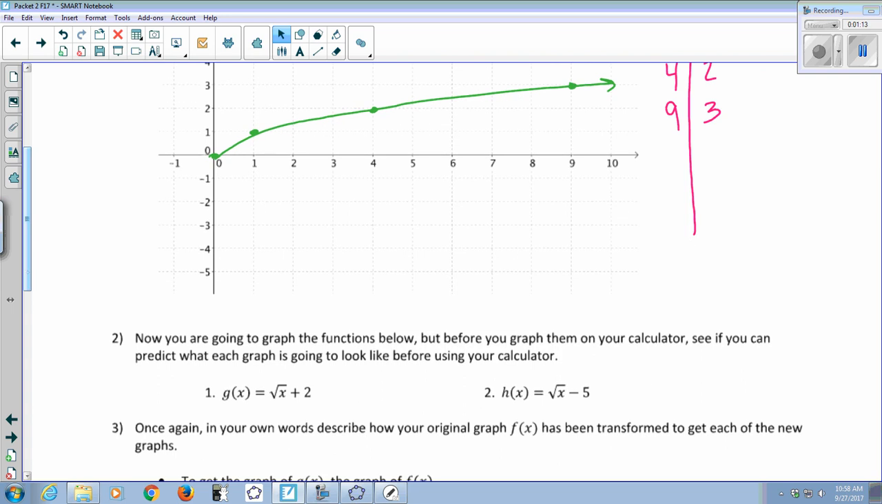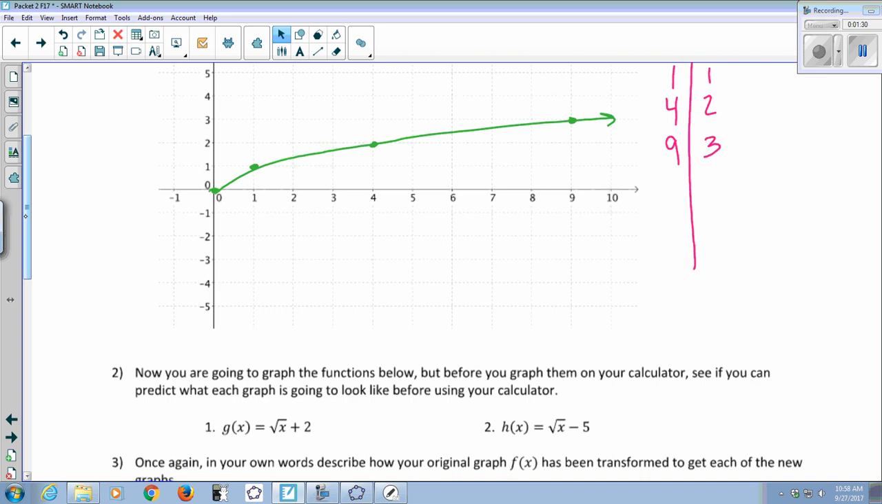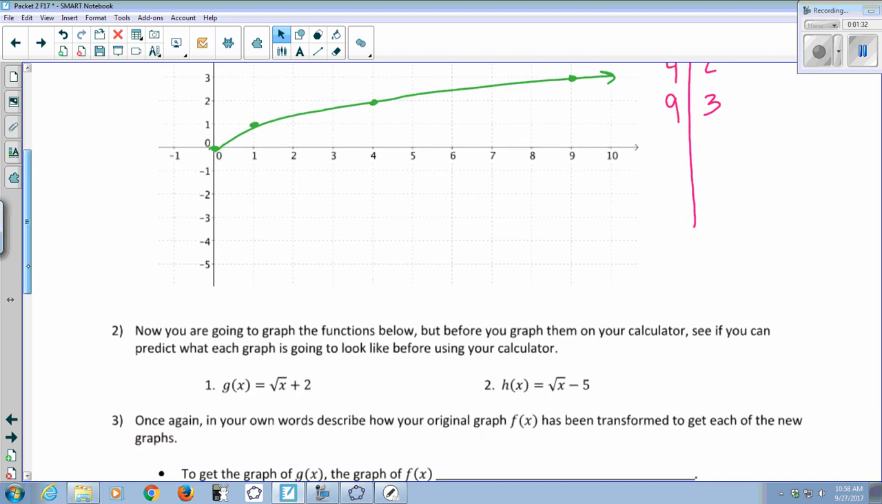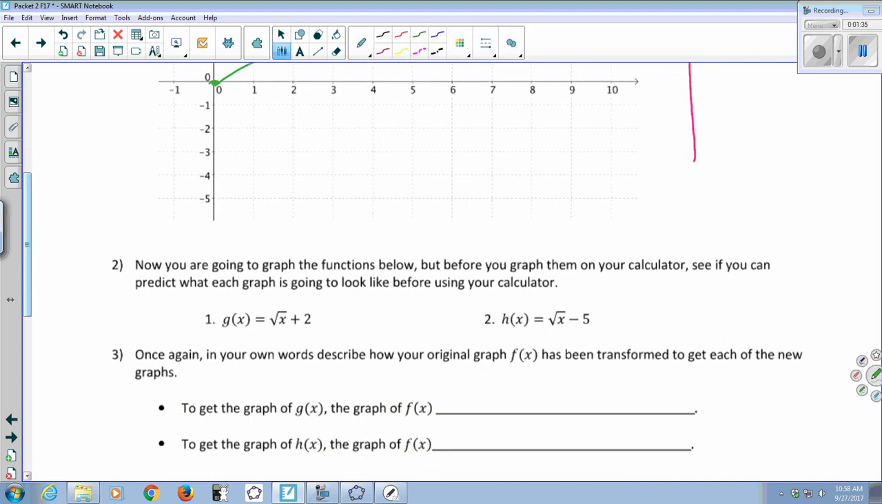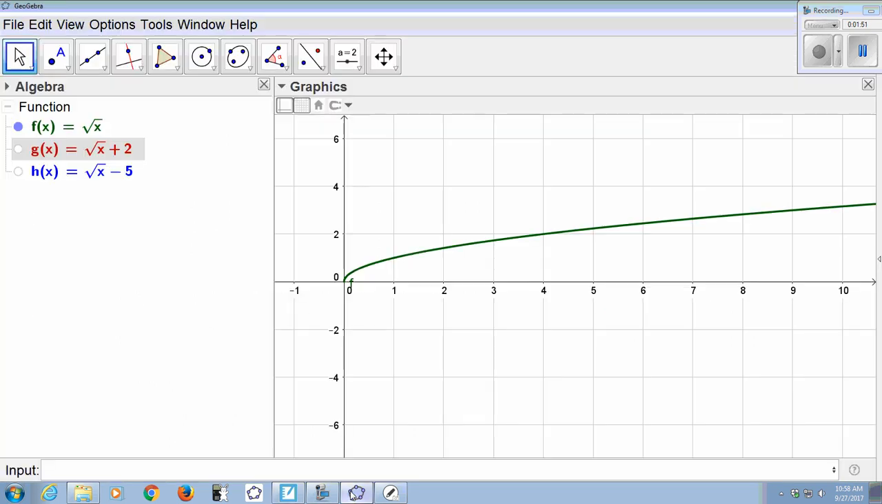Now I'm going to graph g of x and h of x, the square root of x plus 2 and the square root of x minus 5, using some technology. But before I do that, let's see if we can predict, based on what happened in the demo, what's going to happen to these graphs compared to f. So g of x is the square root of x plus 2. I'm going to predict based on the demo that this is going to go up 2. And h of x is the square root of x minus 5, and this is going to shift down 5.